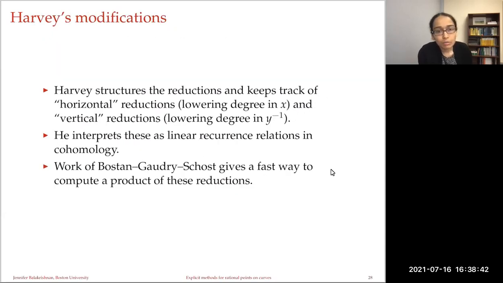So Harvey restructures the reductions in terms of linear recurrences and keeps track of the reductions that lower the degree in x, what he calls the horizontal reductions, and the vertical reductions, the ones that lower the degree in y in the denominator. He uses the work of Bostan, Gaudry, and Schost to give a fast way to compute a product of these reductions, which then gives you Kedlaya's algorithm in a slightly different way, in terms of these linear recurrence relations now.